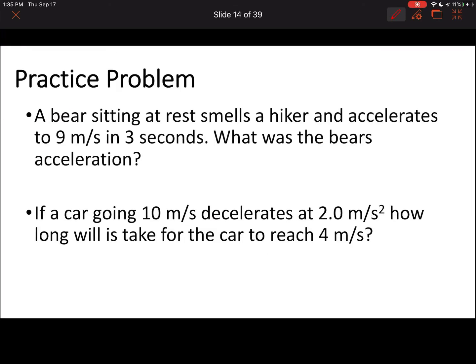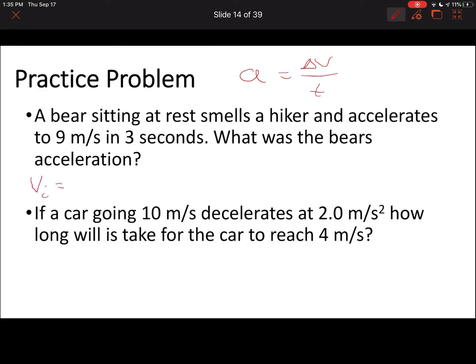All right, let's do some practice problems. A bear sitting at rest smells a hiker and accelerates to 9 meters per second in 3 seconds. What was the bear's acceleration? Well, let us start first with a formula. Formulas are always helpful. Let me start by identifying some variables.